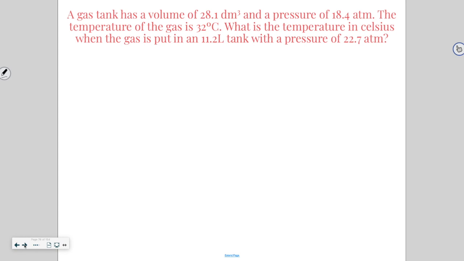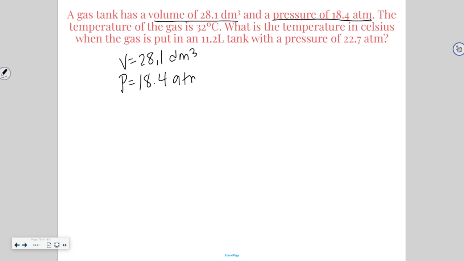And then rearrange that equation for what you don't know and solve algebraically. So let's look at a first example. A gas tank has a volume of 28.1 decimeters cubed and a pressure of 18.4 ATMs. The temperature is 32 degrees Celsius. Temperature equals 32 degrees.